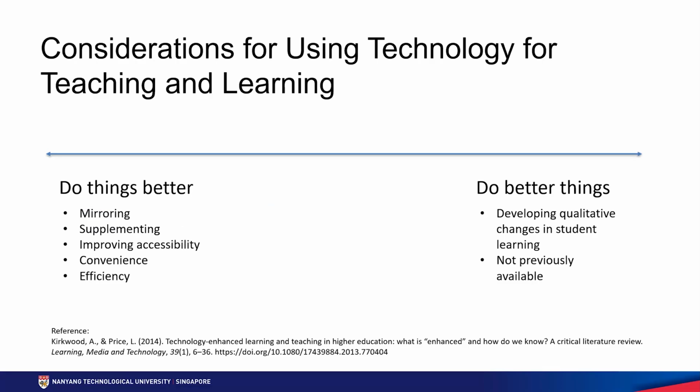So we can think, how can we use technology to do things better? We could also think, how can we use technology to do better things? What is it that generative AI is now affording us in learning that we couldn't do before? Developing qualitative changes in student learning, or redesigning your learning outcomes or learning activities in ways that were not previously possible.